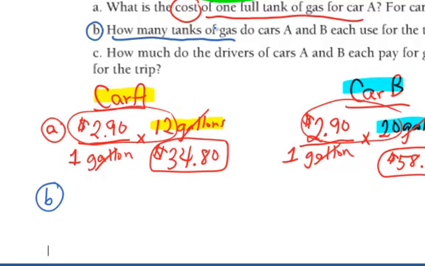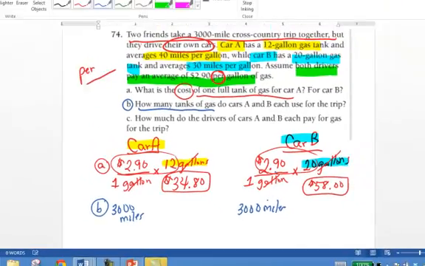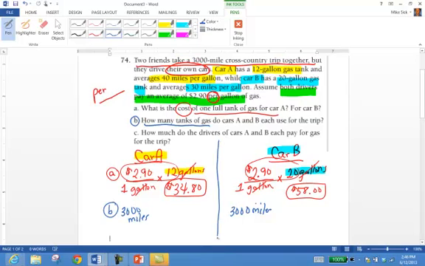That's one tank of gas. So what I have to do is look at how far they're traveling to know how many tanks, because they're going to have to fill up. They're not going to drive 3,000 miles on one tank of gas. I think we all know that. That's common sense. So what I have to do is find out how much they're traveling. They're both going to travel 3,000 miles, that's for sure. 3,000 miles for car A and 3,000 miles for car B. Put a little line here to divide these.